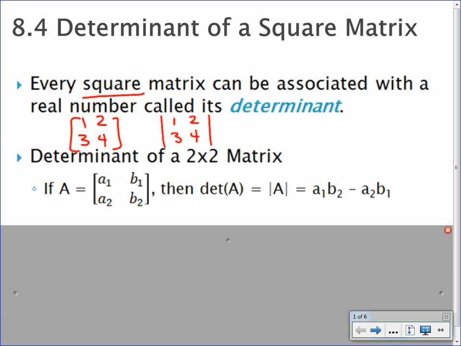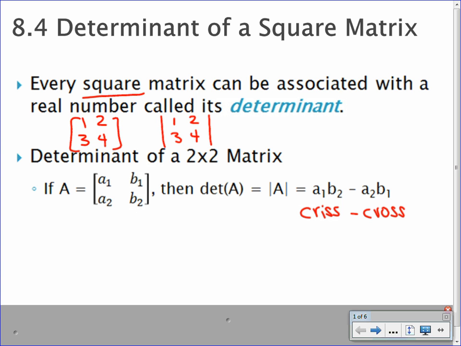Now, I want you to look at this. Here's how you find a 2 by 2 determinant. A1 times B2 minus A2 times B1. Isn't this criss minus cross? So, the determinant is the same number you use to help you find the inverse.